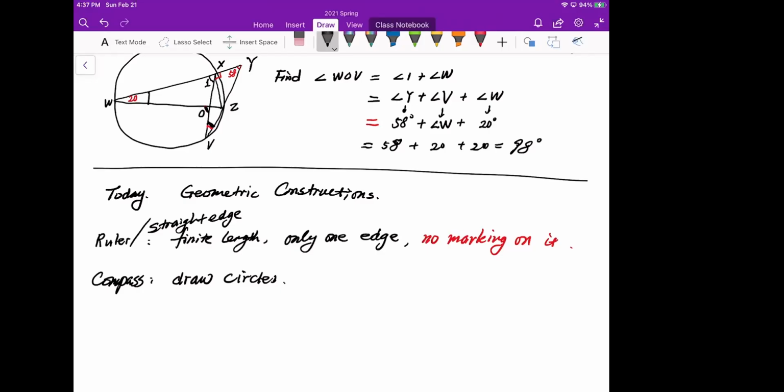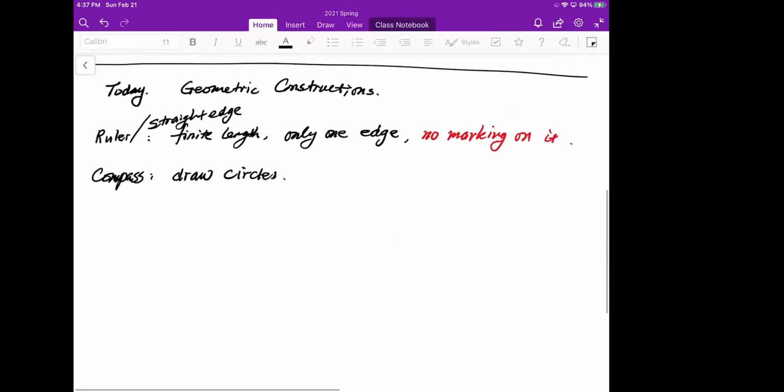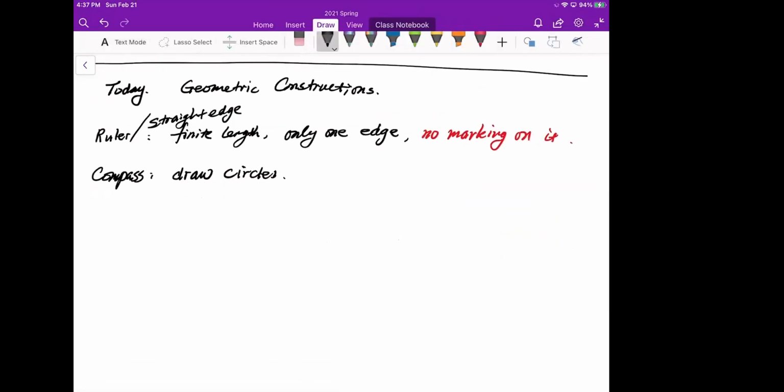With any radius, with any center, right? So based on that, what kind of things can we draw? Well, we can draw actually lots of things, and there are some things that we cannot draw. So the first thing we're going to do is the angle bisector. Can we draw an angle bisector?